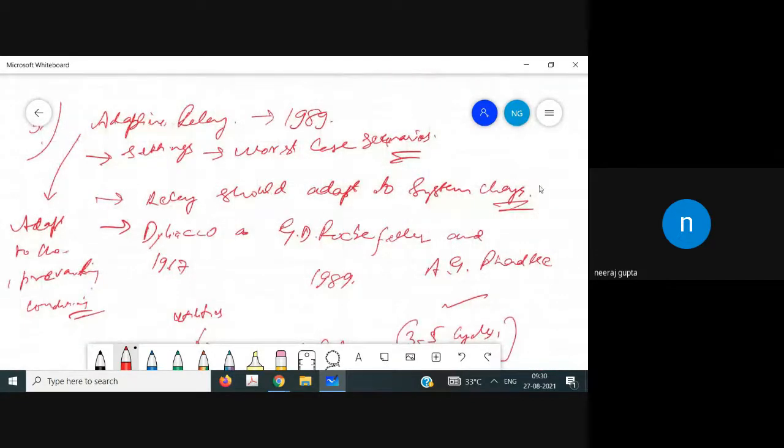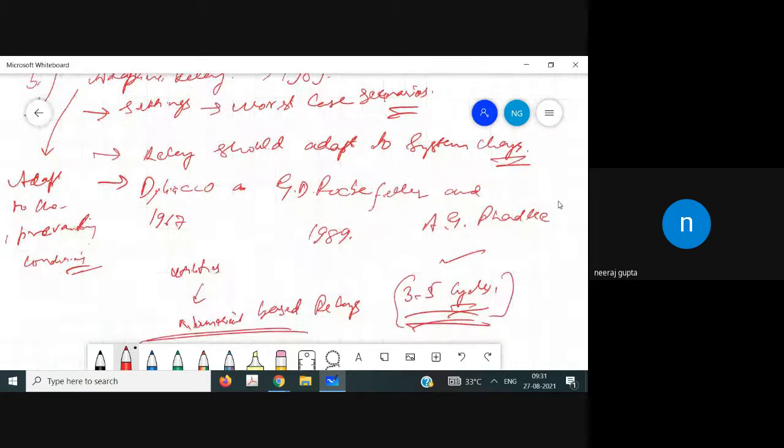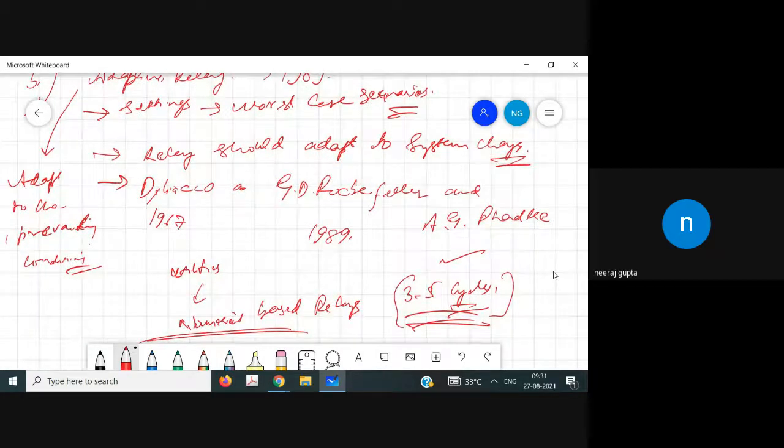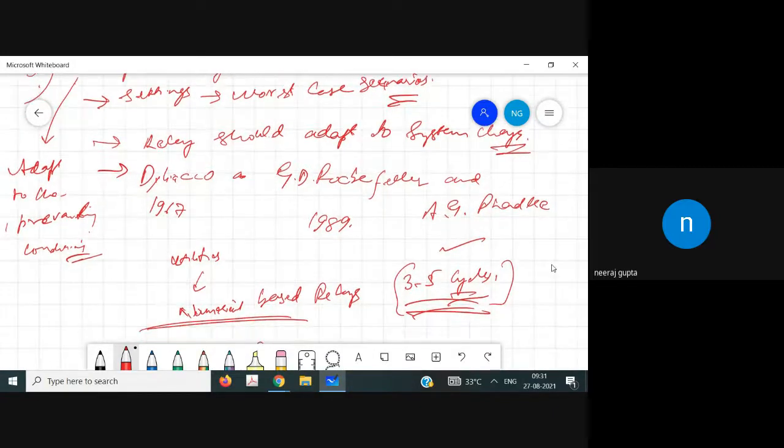Then we have the adaptive relay. It came in 1989. However, it is in the conceptual stage only. It was first suggested by one researcher in 1965, and then the concept was given by G.D. Rockefeller and A.G. Phadke in 1989. The idea of this adaptive relay is that whenever the system condition changes, the relay settings will also change. You can use artificial intelligence in that nowadays.